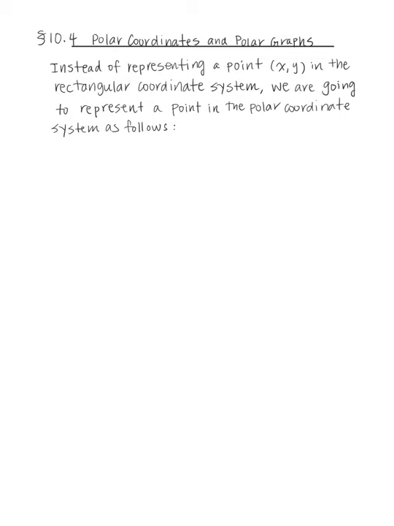To form the polar coordinate system in the plane, we must fix a point O called a pole. So let me just fix a point, and I'm going to call it O. This is called a pole, or the origin. Now from here, we're going to construct from O an initial ray called the polar axis. So this line right here is called the polar axis.